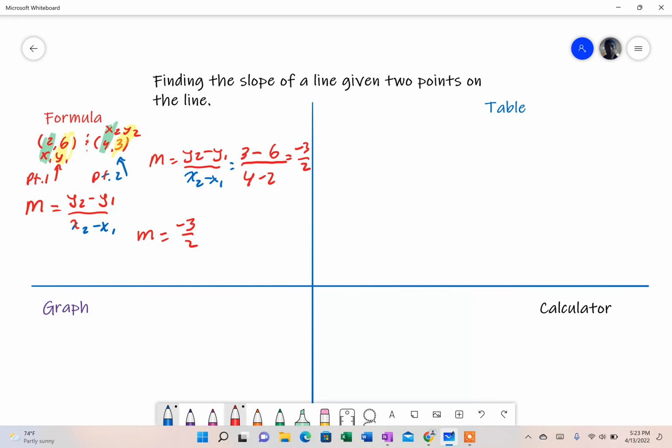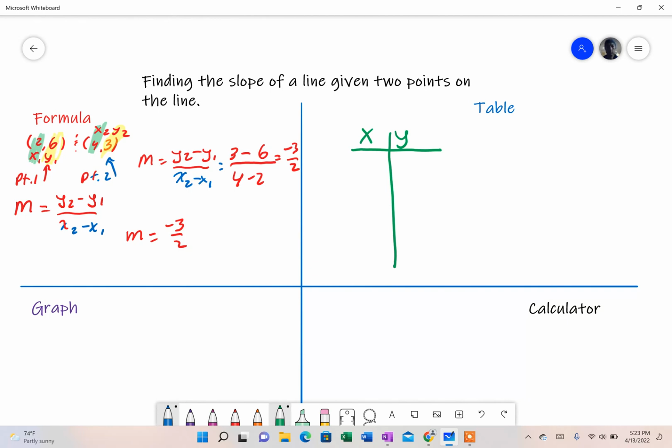I'm going to do the same idea with a table. So I'm going to make my table. It's going to be x, y, and I have the point 2, 6, and I have the point 4, 3. So this is for rate of change. Now, rate of change and slope are basically the same thing. It's going to be the change in y over the change in x.